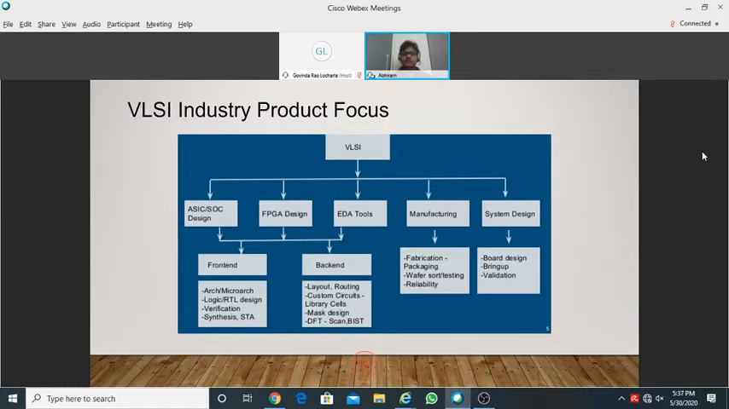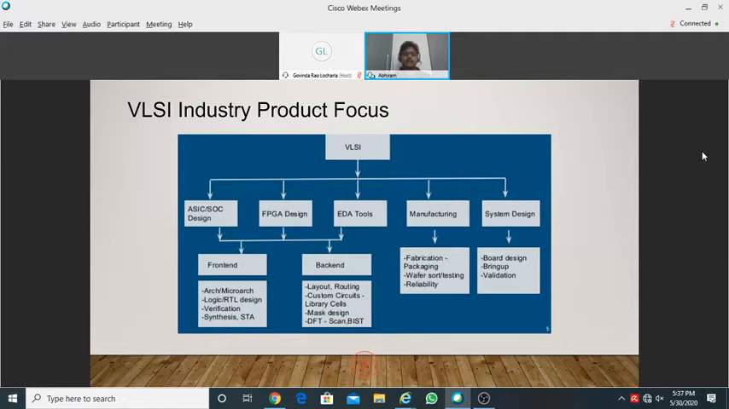And the last: we have ASICs or SOCs, anything, but we still need to bring it up. So we need system design, we need to do product validation, we need to do the board design, and then finally we have to give it as a product.